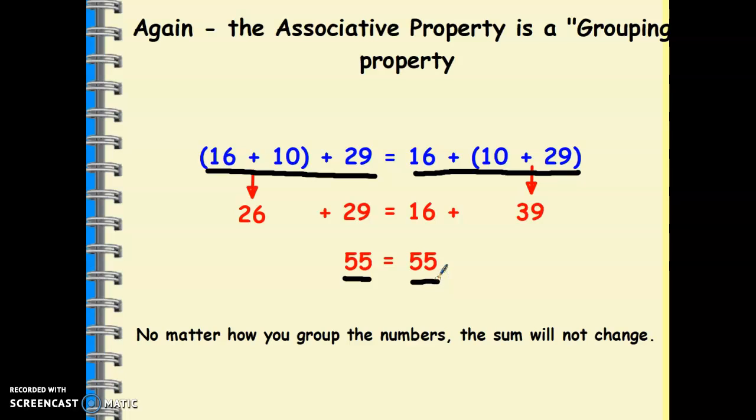So the big picture is, again, no matter how you group the numbers, whether three numbers or five numbers, it doesn't necessarily always have to be three, the sum, or your answer, the outcome, whatever you want to call it, is not going to change. You're still going to get the same answer. You're just grouping things differently, and you're allowed to do that.